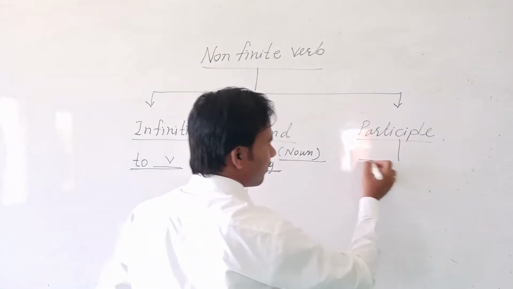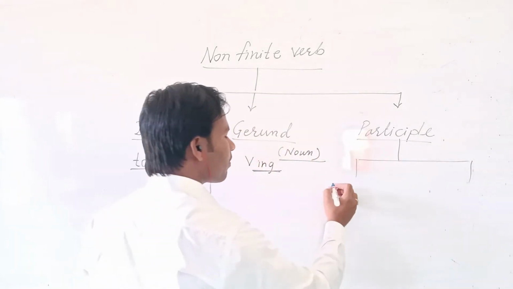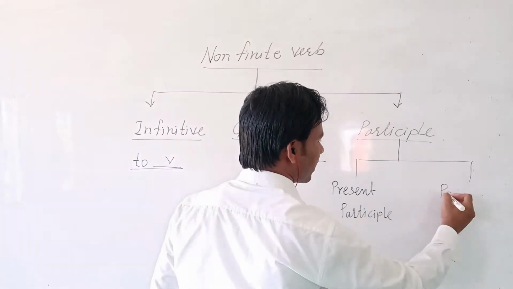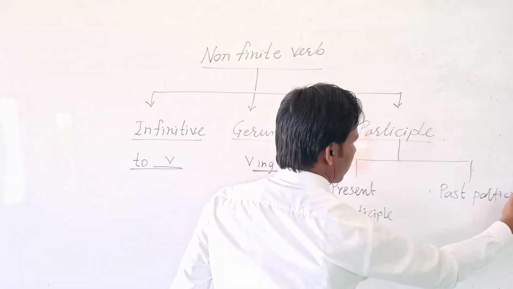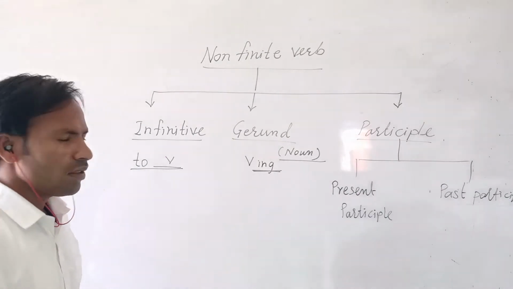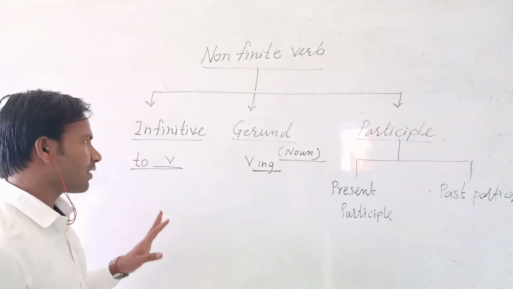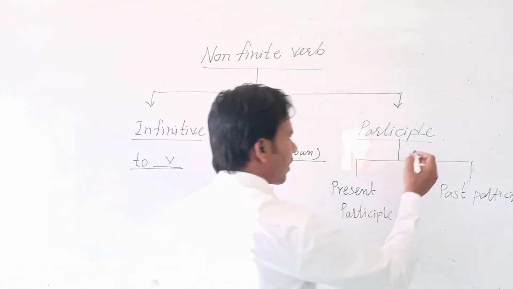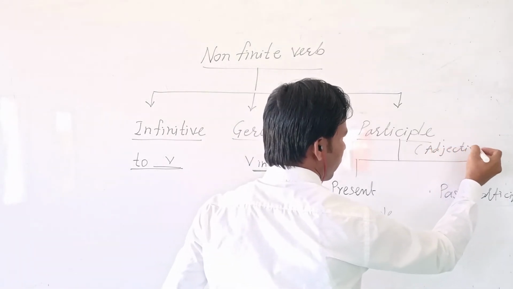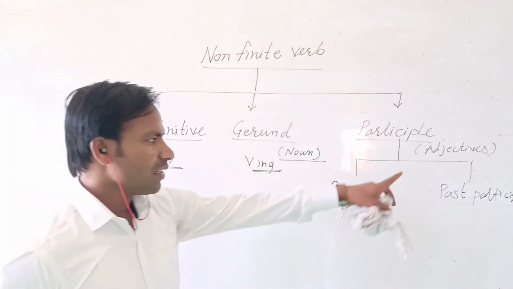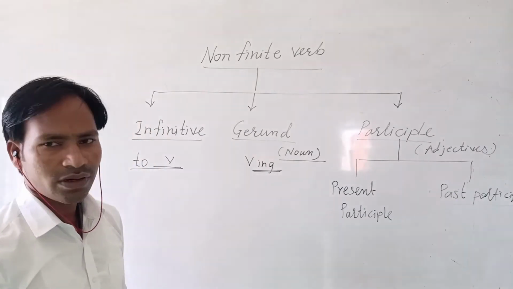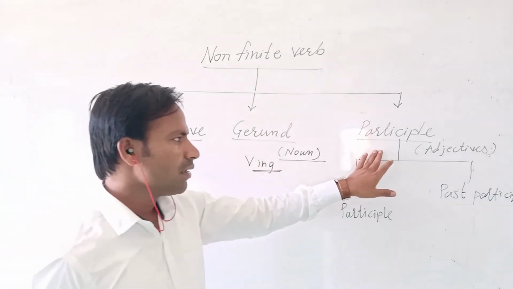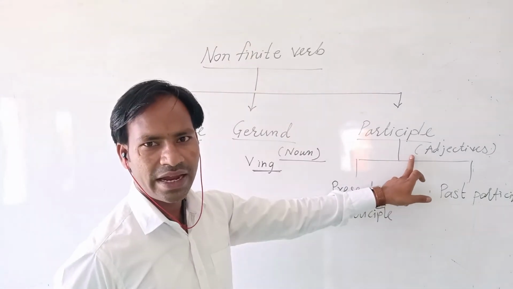Participles are of two kinds. Again, we will find participles are of two kinds. First one is present participle and past participle, right? So present and past participle. So here we have to understand one thing: infinitive with to, gerund with verb ing form but its function is like a noun, and participles are actually adjectives. They act as adjectives, right? Means they describe the noun which is coming after that. I will give you an example. So just try to understand: infinitive is the verb with a to preposition form, verb ing form acts as a noun, and participle, present participle and past participle, its function is adjective, right?